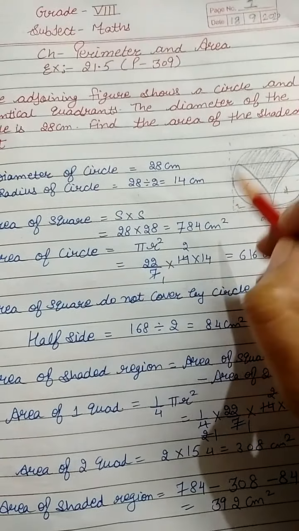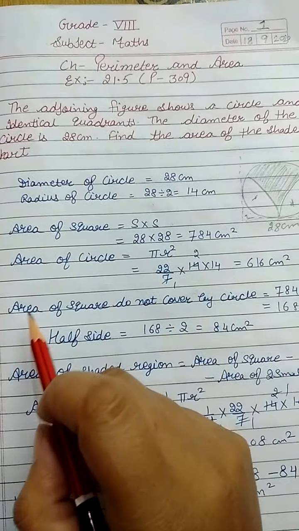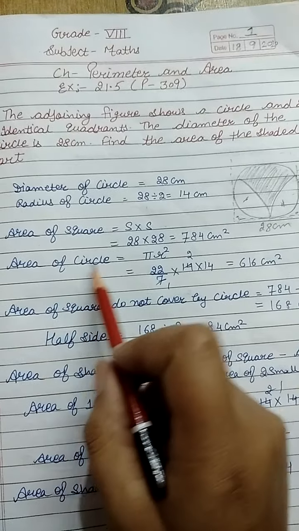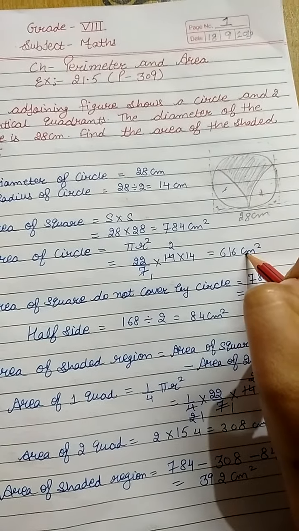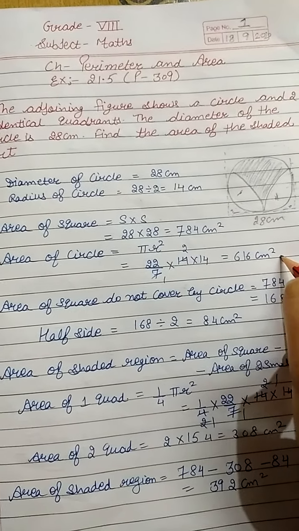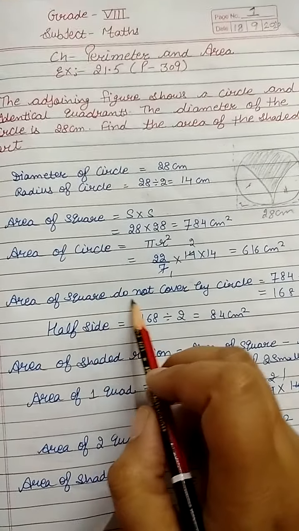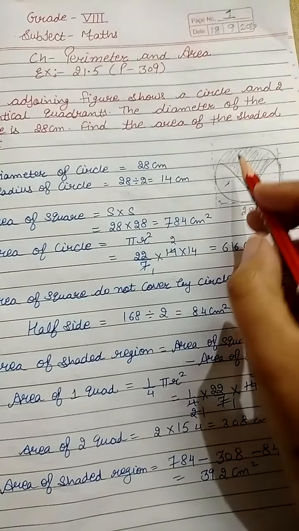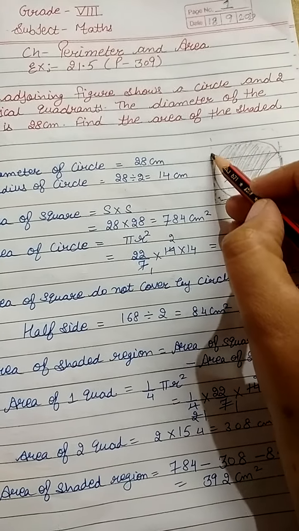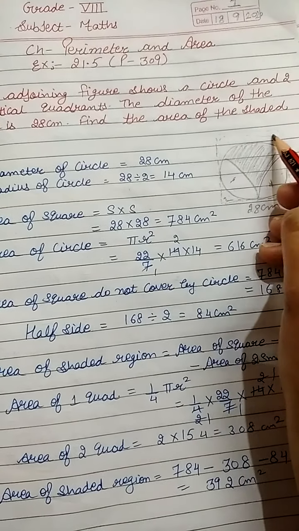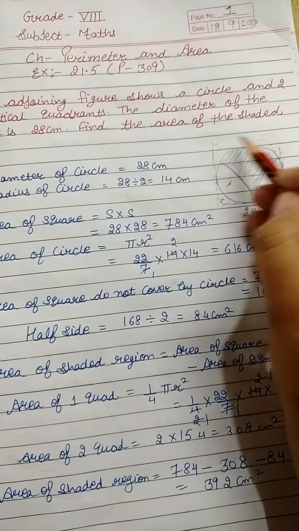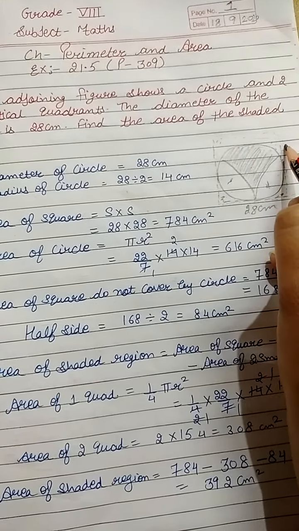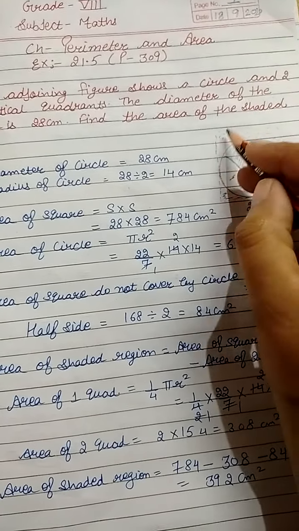Area of the square is this one. And next, what is the area of the circle? The full circle is pi r square, and you will get 616 after the calculation. Then they are saying the area of the square not covered by the circle, means this portion; four portions will be remaining, this and this and this.